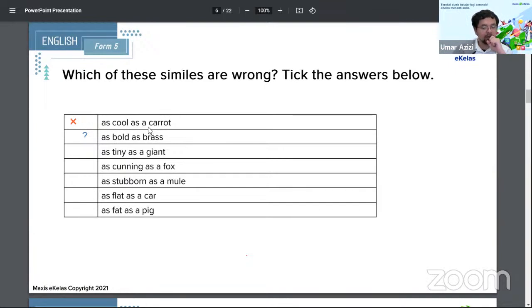Aina is wrong. Okay, we'll find out soon. But as tiny as a giant. Wrong, definitely. All right. So confidence there. Danish Aiman says wrong too. Naro Farahin says wrong too.